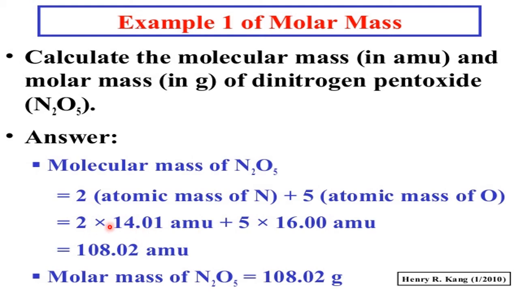So 2 into 14.01, this answer plus the other answer together, you will get 108.02 atomic mass unit. Therefore, the molar mass of dinitrogen pentoxide is 108.02 atomic mass unit. If you want to express it in gram, it is called 108.02 gram. This is called the gram molecular mass or the molar mass. The word molar is related to the mole concept. Okay, right.